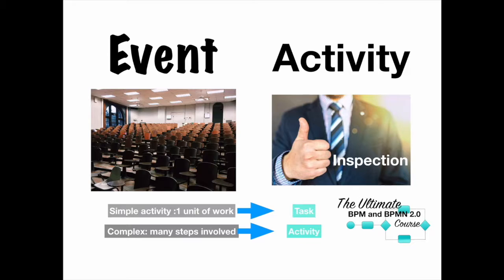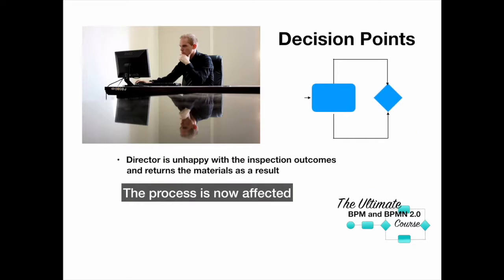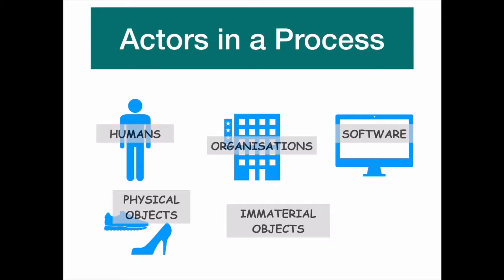Additionally, apart from events and activities, a typical process involves decision points. That is, points in time when a decision is made that affects the way a process is executed. Let's take, for example, the director is unhappy with the inspection outcomes and decides to return the materials. This decision affects what happens later on in the process. Moreover, a process also involves actors. Actors can be humans, organizations, software, physical objects, immaterial objects that are involved in the process itself.